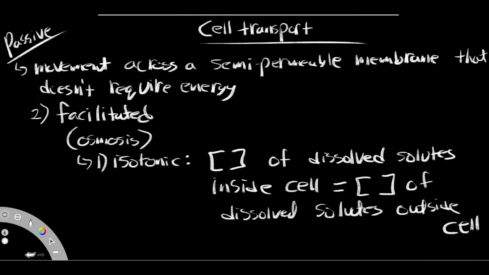The concentration of the water is the same outside the cell and inside the cell too. So water will move back and forth, but it will have no effect. Why? Because it's in equilibrium. It's balanced. It's homeostatic. It's fine. So why would there be a change? So I'll just put here no overall change.